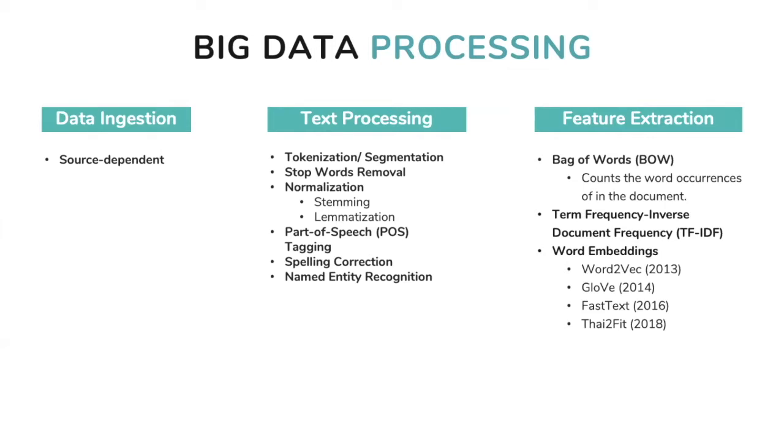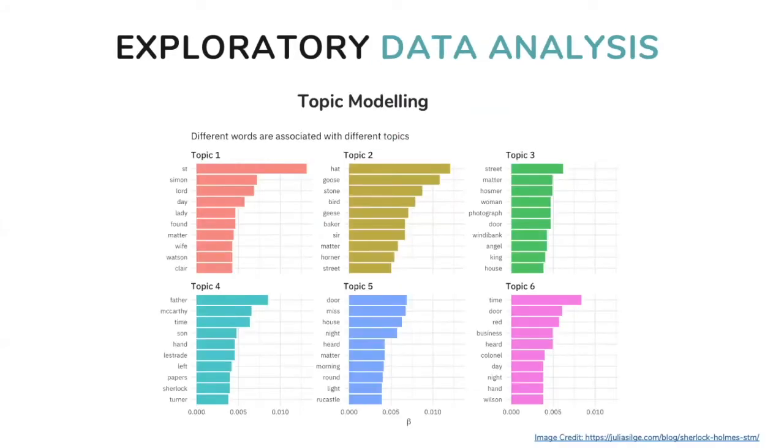Okay, and next for exploratory data analysis. Here, we use topic modeling that allows us to discover hidden topics or themes from a collection of documents. In this illustration, the example shows topic modeling from multiple short stories of Sherlock Holmes that you can see from topic 1 to 6. All the data here is related to the Sherlock Holmes story.